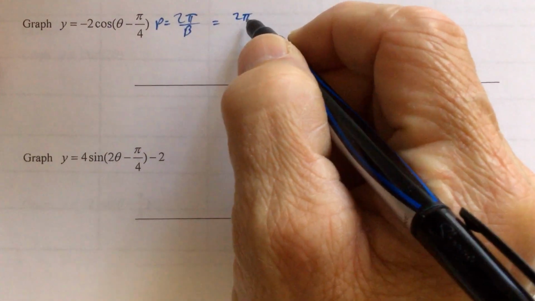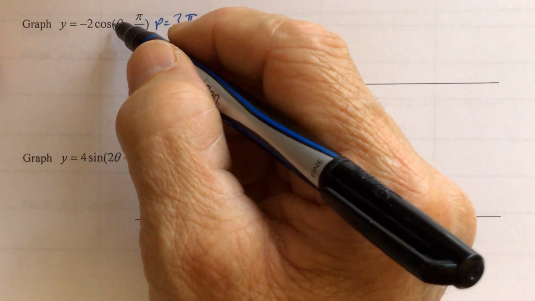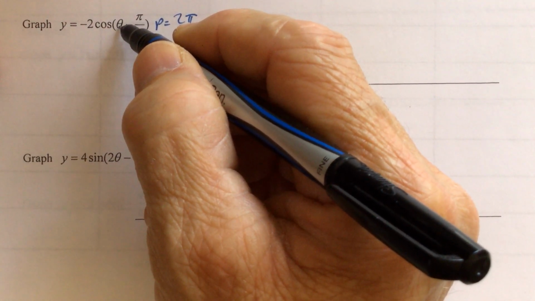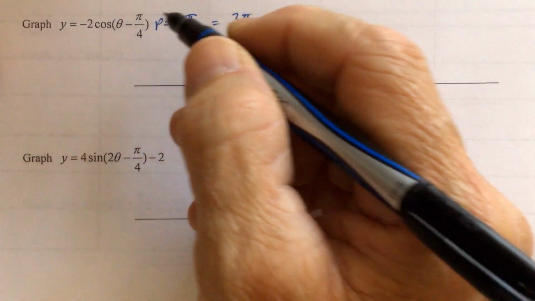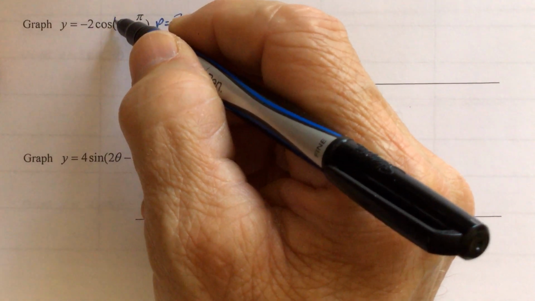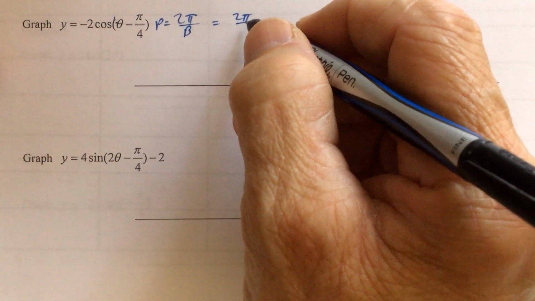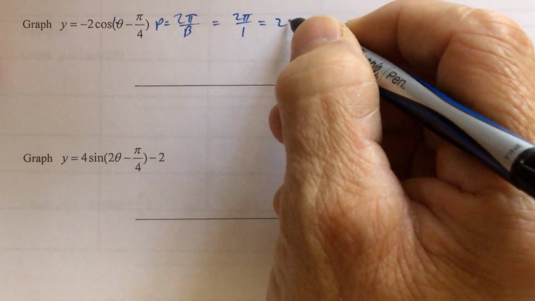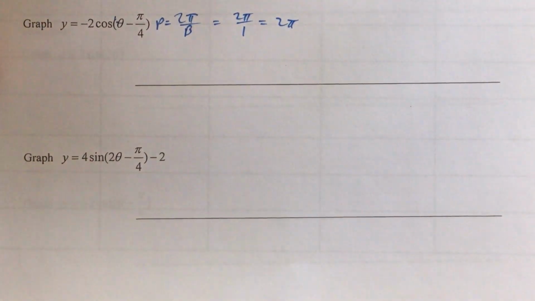Now what's b? You should be thinking about this here. B is the number in front of the variable, the independent variable. There's nothing there, and so we don't say it's 0, we say it's 1. So it's 1 times theta, and so the period is 2 pi over 1, which is 2 pi. And it says find and plot the period.